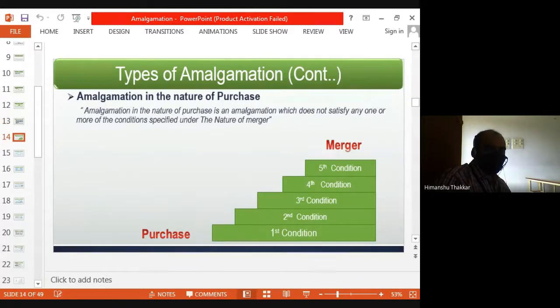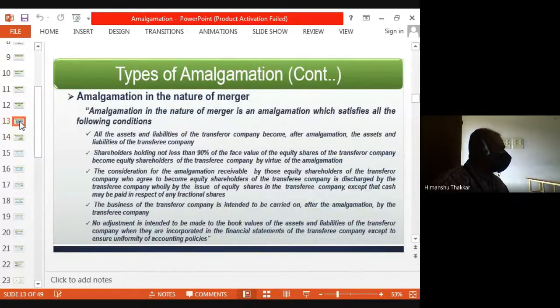Just have a look at this screen right now. If you follow all the conditions 1 to 5, it's merger. If you break any one of the conditions, your amalgamation is in the nature of purchase. Now, these five conditions are important for theory questions.